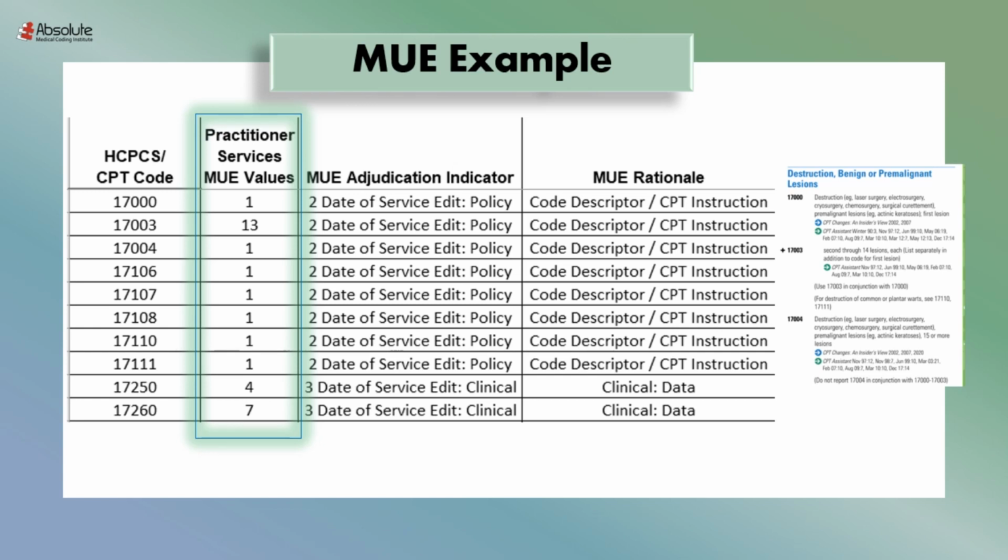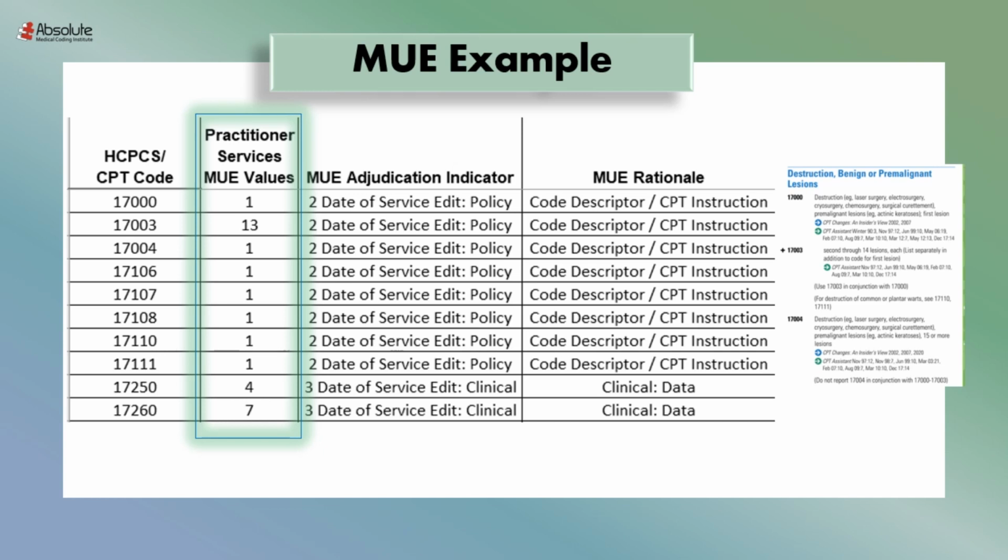Now finally, if we go to 17004, this is for destruction of a premalignant lesion, 15 or more. So whether you have 15, 16, 17, 100, it doesn't matter. 17004 will only be reported one time because the code language indicates 15 or more. It does not say each, as we saw in 17003.